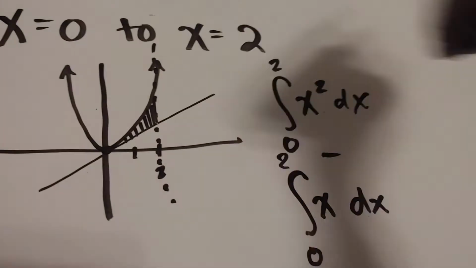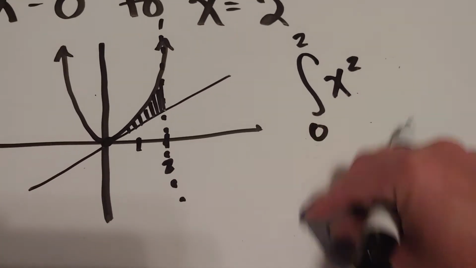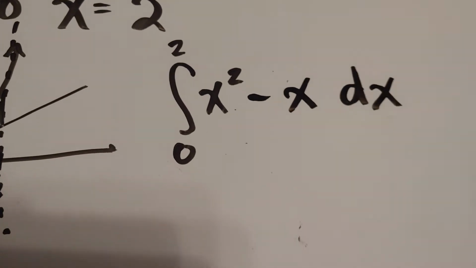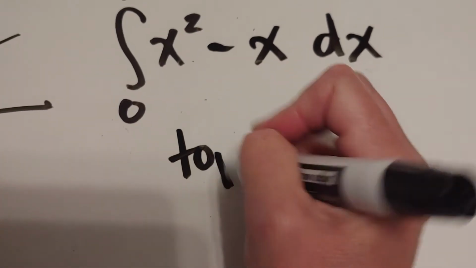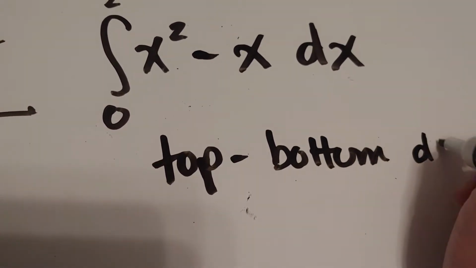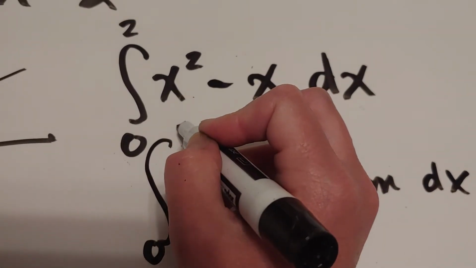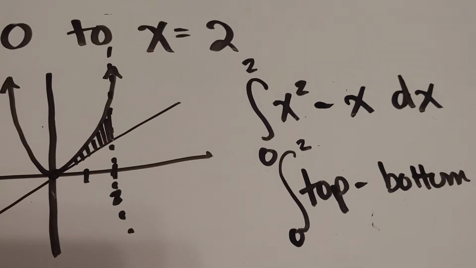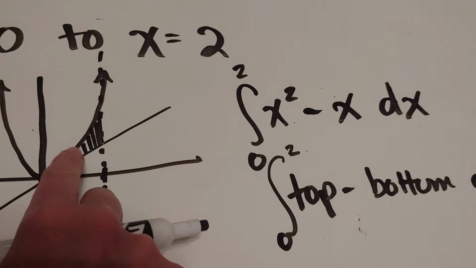So I'm going to grab my eraser. So what we're going to have is x squared minus x dx. So in general, you want to go top function minus the bottom function. And then my limits of integration are here, 0 to 2 or a to b, whatever two numbers that I'm interested in. Okay, so the top function is the parabola, the bottom is the x.